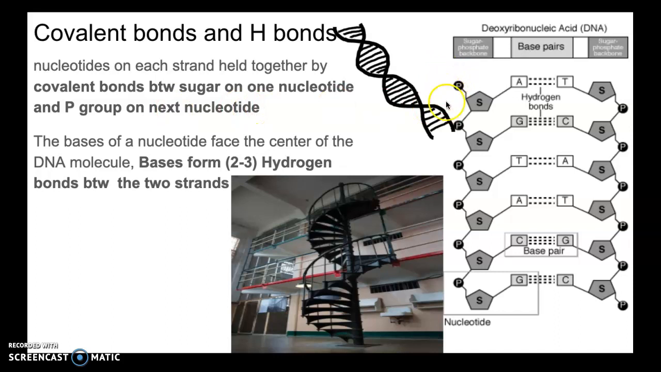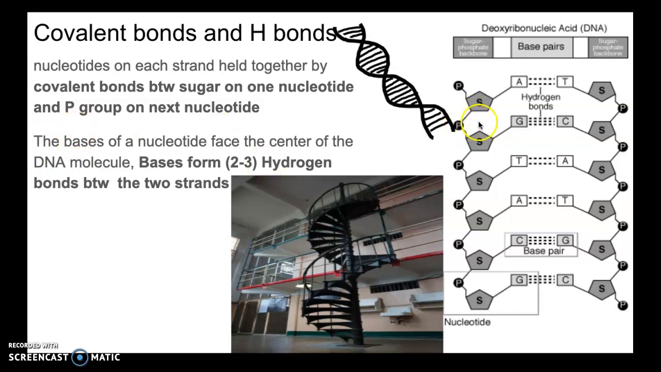So look, here is the adenine nucleotide. They said that it is held together by the covalent bond between the sugar, that's what this big S stands for, and the phosphate on the next nucleotide. Look at that. There's a phosphate. Here's another big S and another nitrogenous base. These two are held together by this bond right here.